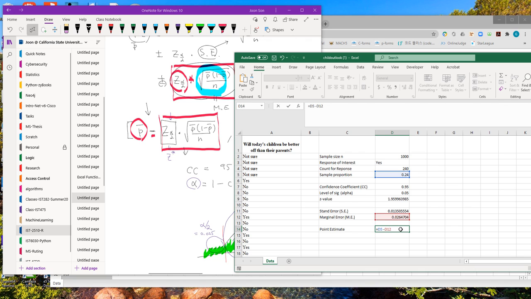So that's the point estimate, right? D5. And then the lower limit is basically the point estimate minus the marginal error, right? So I think you can find the lower limit, and therefore you can also find the upper limit, okay? So I'm going to move to the next problem.